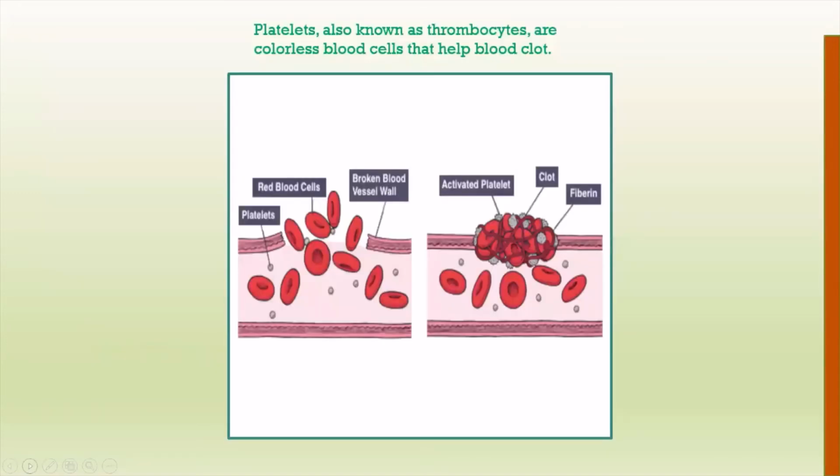Now let us learn about platelets. Platelets, also known as thrombocytes, are colorless blood cells that help the blood clot. The usual count of platelets is 1,50,000 to 4,50,000 per ml. Platelets are produced in a thing called bone marrow. It is found inside the bone, as the name suggests. The platelets help in blood clot when we bleed.